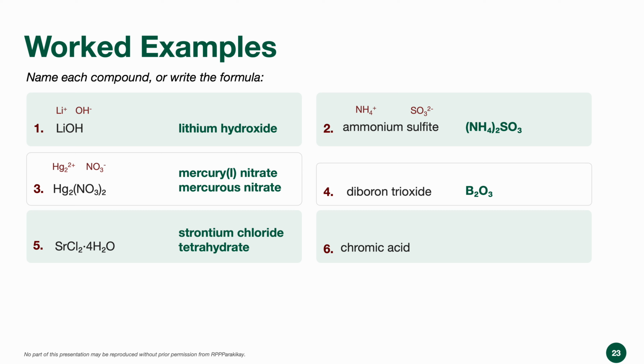And lastly, we have chromic acid. Chromic acid is derived from an ion, which is chromate, CrO4 2 minus. And to write the oxyacid, a negative 2 charge needs two hydrogens to balance it. That's why we have H2CrO4. So that ends our discussion.